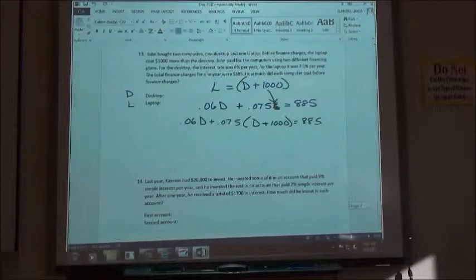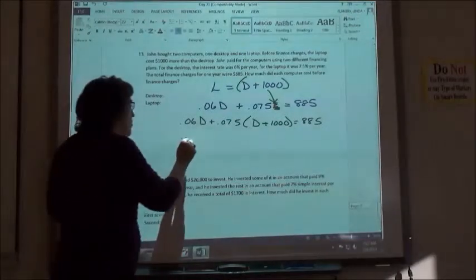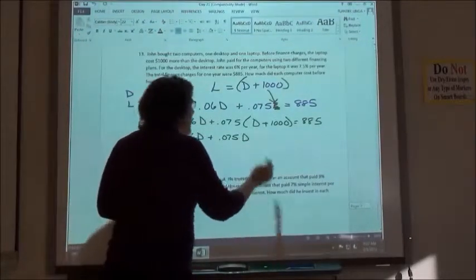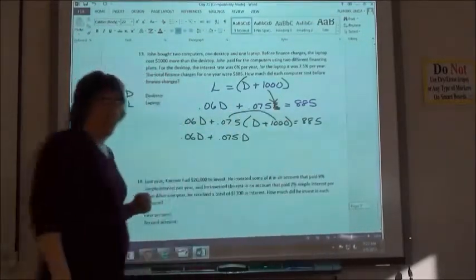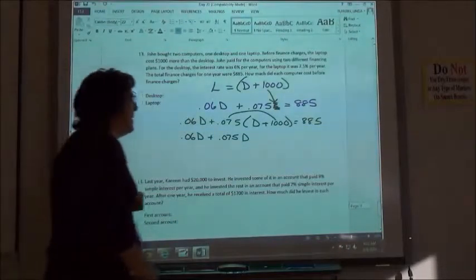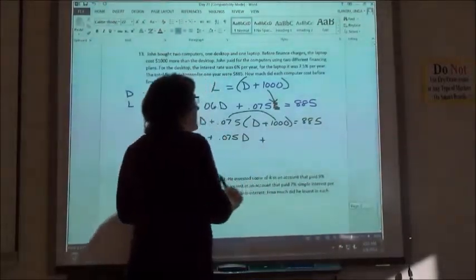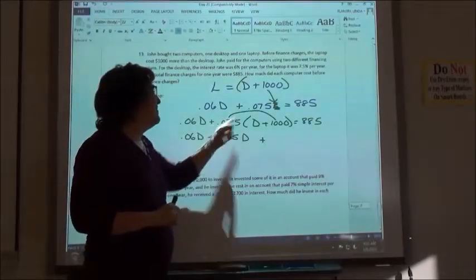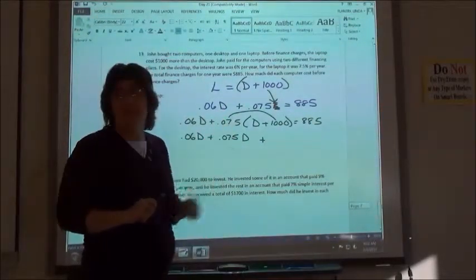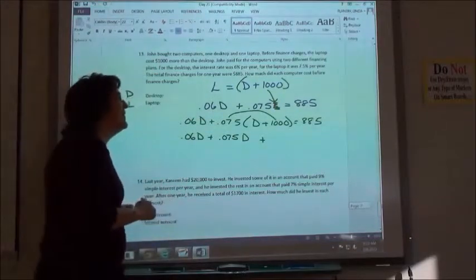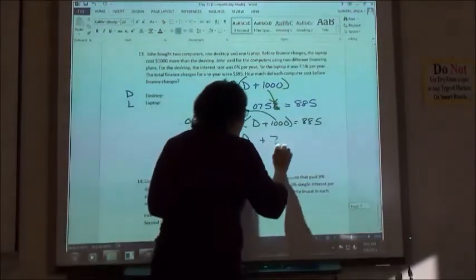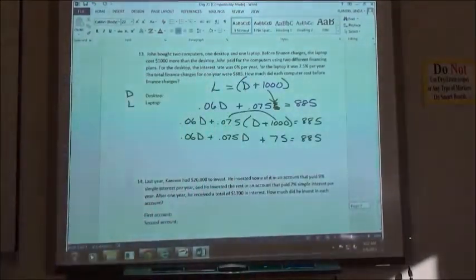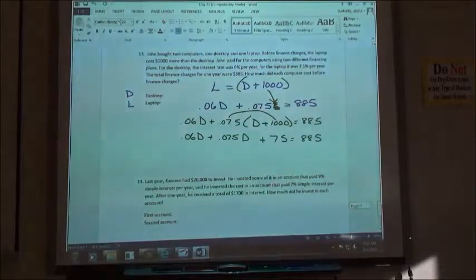Then I have to get rid of my parentheses, so I use my distributive property. 0.06D plus 0.075D. If I take 0.075 times 1,000, I get 750. Plus, did you multiply that? Yeah. 0.075 times 1,000 is 75. 75 equals 885. You must have forgotten the 0, or missed the 0 when you typed it in.